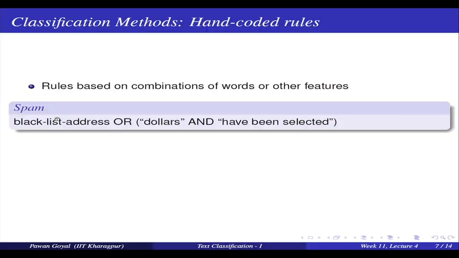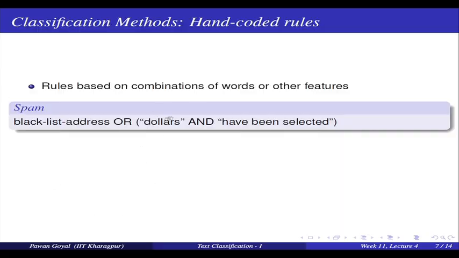You can have some hand-coded rules like, if the email is coming from some blacklist addresses, suppose you have a blacklist of either URLs and email IDs, so if it is coming from there, or if it contains something like dollars and have been selected, then it is spam. This is one form of hand-coded rule that you can build by seeing the different spam emails that I see regularly. And like that you can find many other spams and build these various rules. So that is one approach.